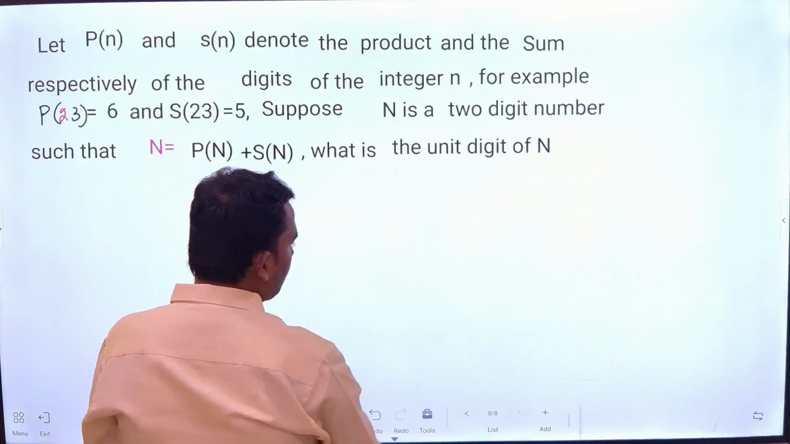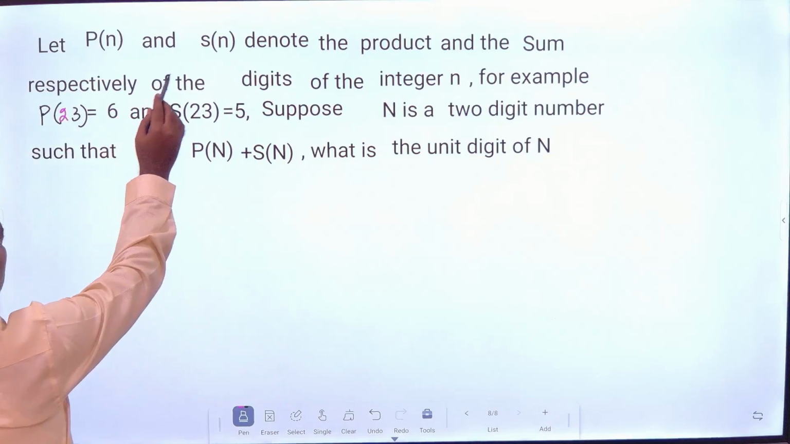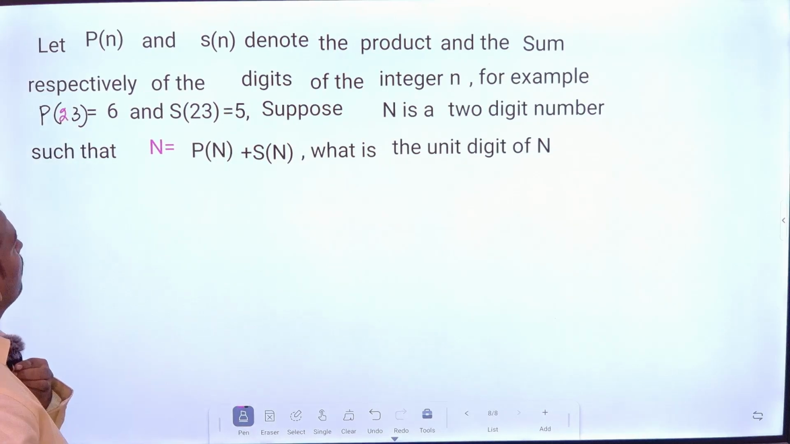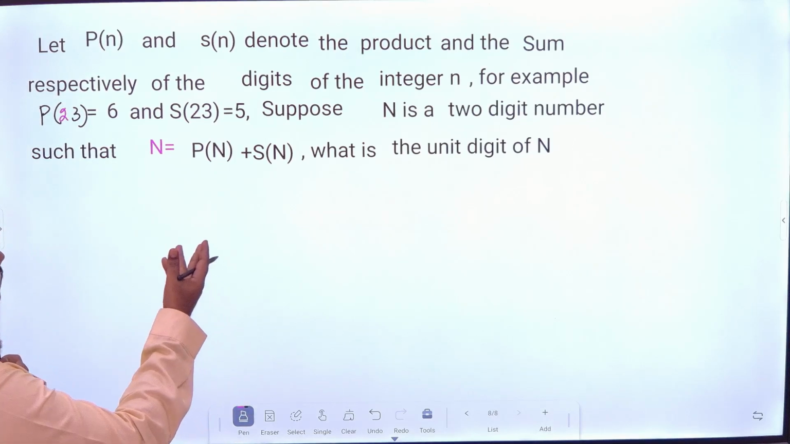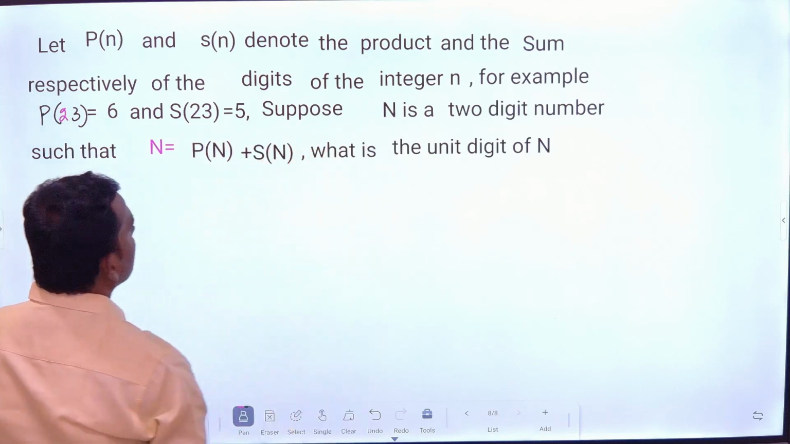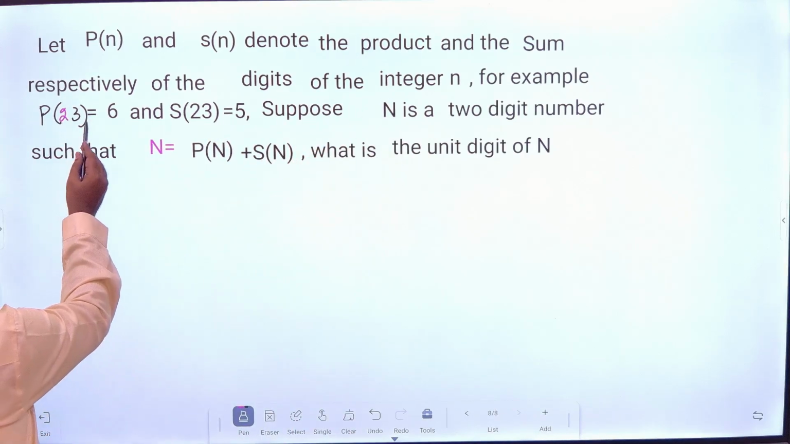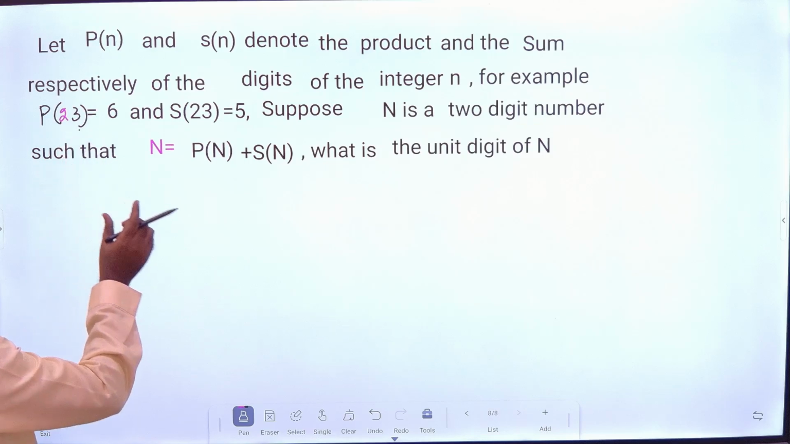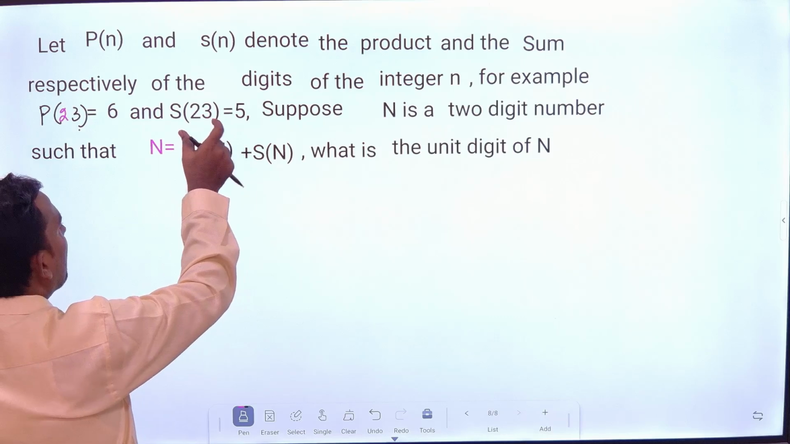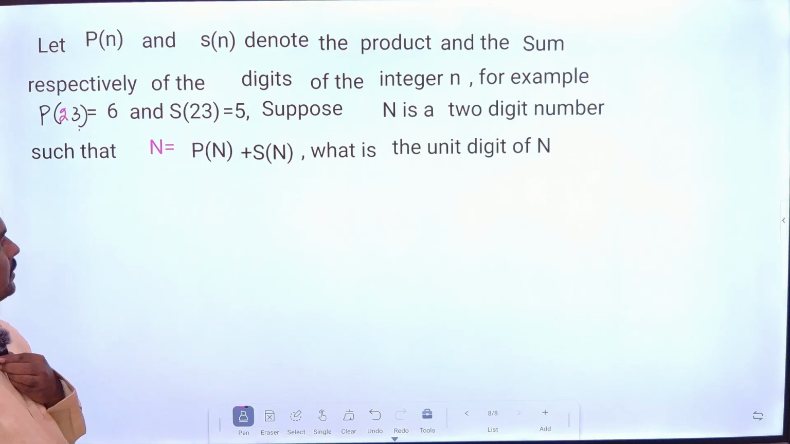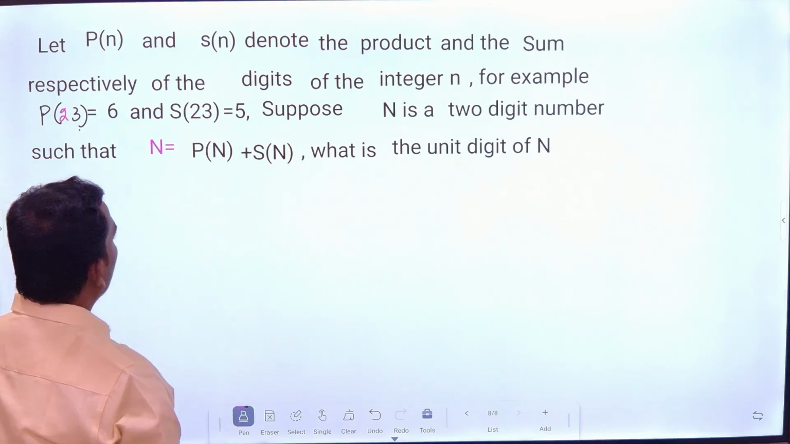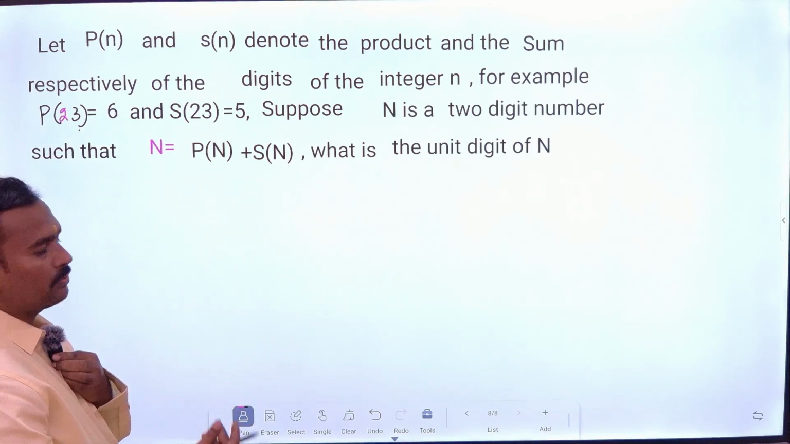Okay, next one. You can see P of n and S of n. P of n is the product and S of n is the sum of the digits of the number n, some integer. For example, for the 2-digit number 23, P is the product 2 times 3, and S is adding the digits. Suppose n is a 2-digit number such that n is equal to P of n plus S of n. What is the unit digit of n?